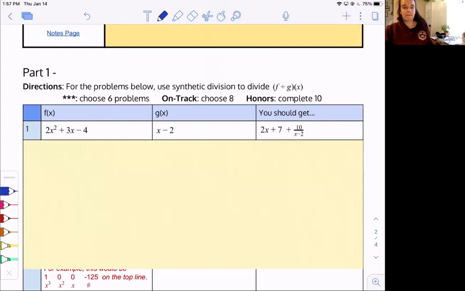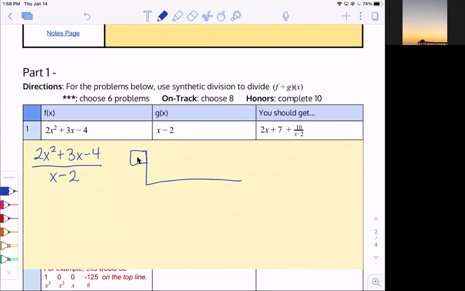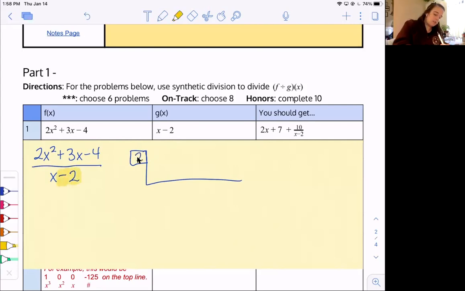I'm going to put a sticky note here so I can block off number 1. Cool. All right. So this is my f of x right here, and this is g of x right here. So I'm doing 2x squared plus 3x minus 4 over x minus 2. So I know that I'm doing division, so I'm going to draw that upside down division bar. And what number am I going to put in here? What number am I going to multiply by? +2, absolutely. Since it is -2, that's why I switch it up to a +2.